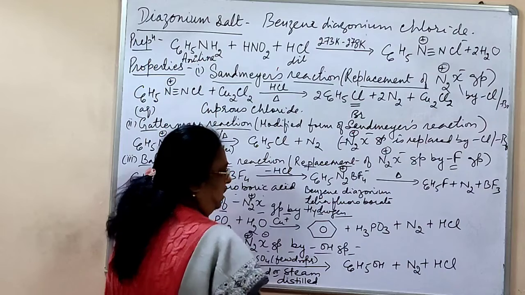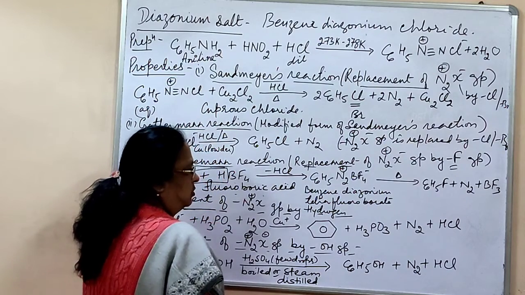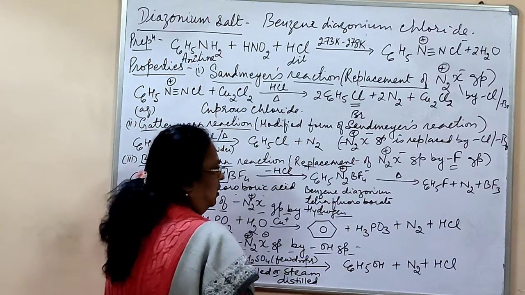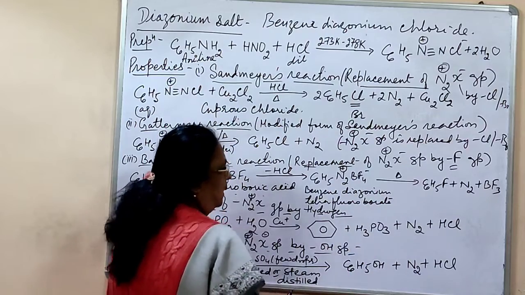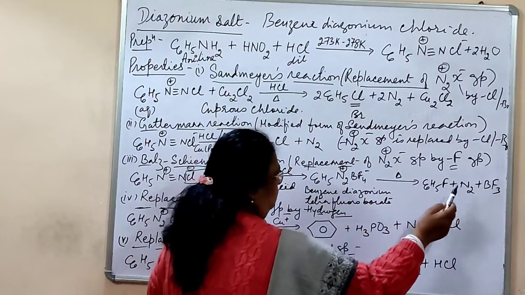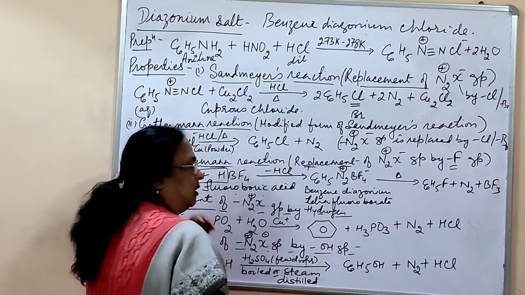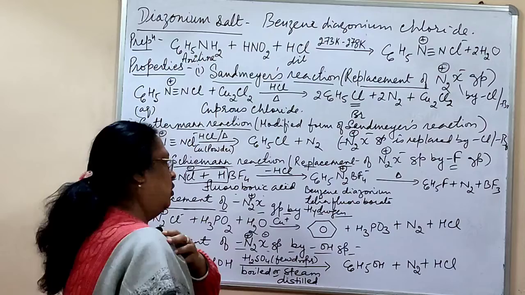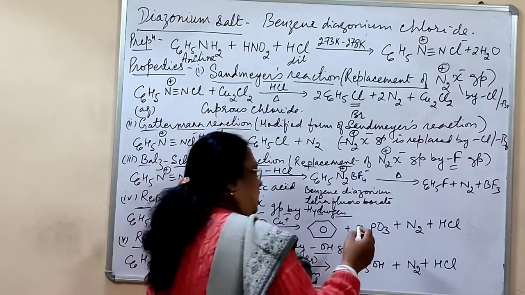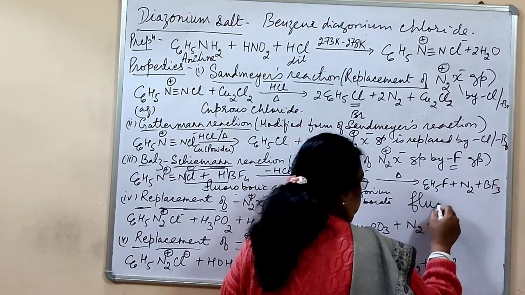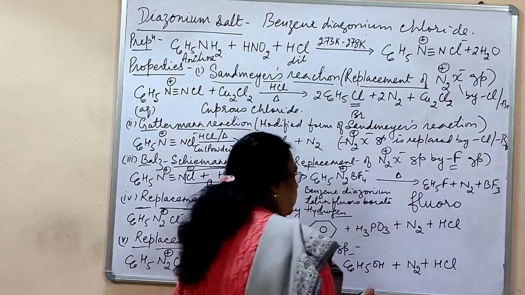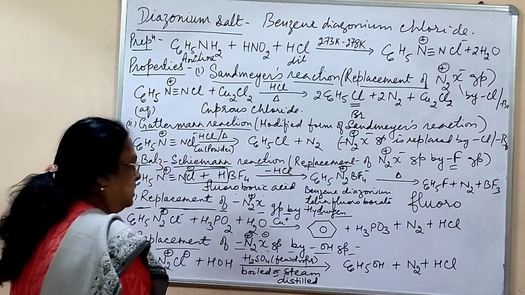Tetrafluoroborate, the salt of boric acid is borate. So tetrafluoroborate, which on heating will liberate BF3 out, nitrogen gas out, and will turn into fluorobenzene. Fluoro, F-L-U-O, fluoro, benzene.